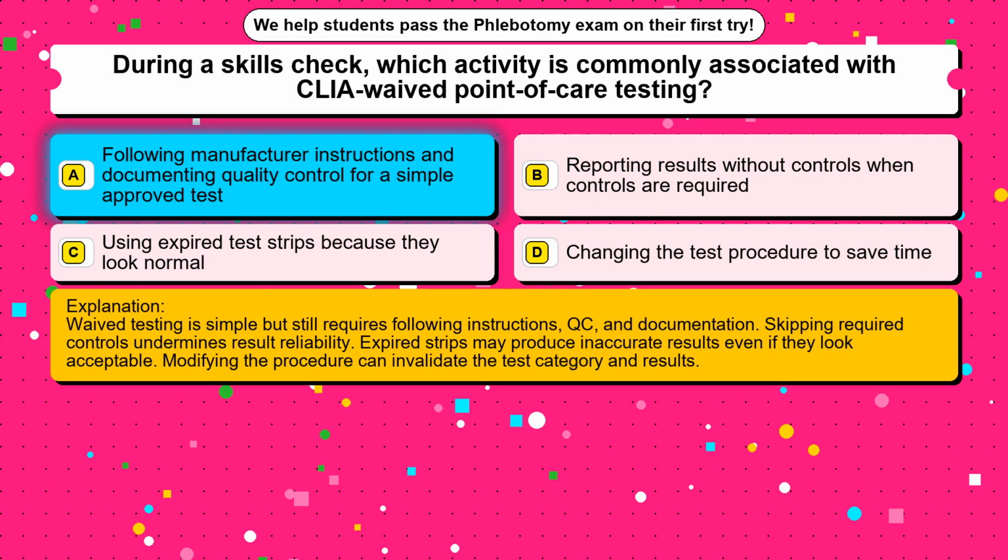Waived testing is simple but still requires following instructions, QC, and documentation. Skipping required controls undermines result reliability. Expired strips may produce inaccurate results even if they look acceptable. Modifying the procedure can invalidate the test category and results.